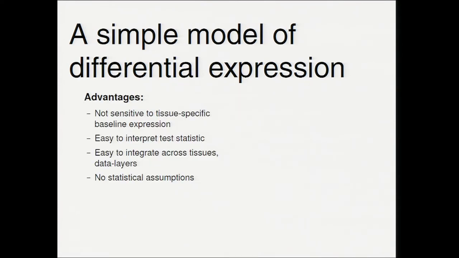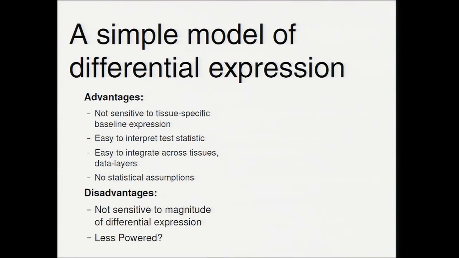There are a lot of advantages to this method that may not be obvious immediately. Anyone that's done pan-cancer analysis with expression data knows that tissue-specific baseline expression is really hard to overcome. This is not going to be sensitive to that because we're only looking within paired samples and we're not incorporating the magnitudes at all. This test statistic is also much easier to interpret. It's a fraction from 0 to 1, and we're going to be able to carry this forward to integrative analyses and have a common baseline to compare across different data layers and different data types.